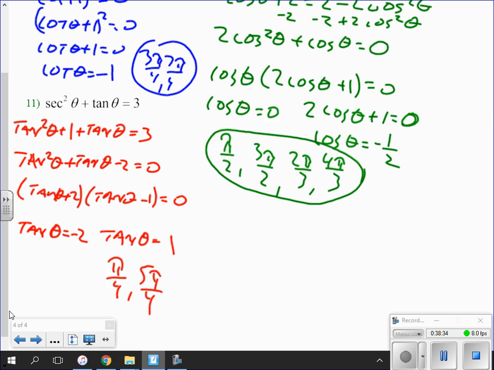Are there any places where the sine is twice as large as the cosine on your unit circle? No. There are no places on your unit circle where the sine is twice the value of your cosine. So there's no place on your unit circle where the tangent of theta is equal to negative 2. Does that mean you can't solve it? No. That means you got to whip out your calculator.